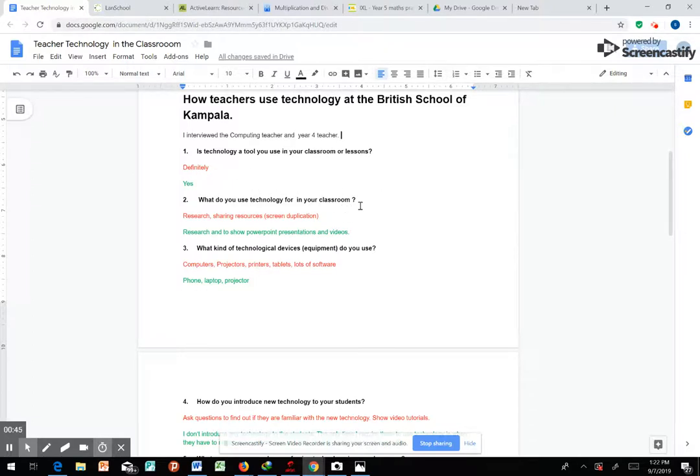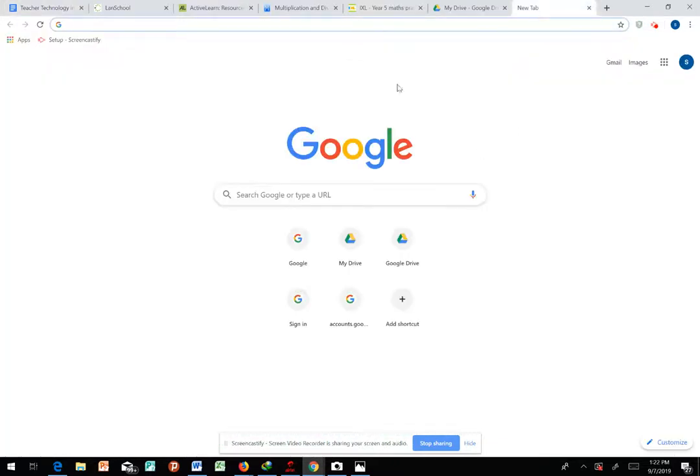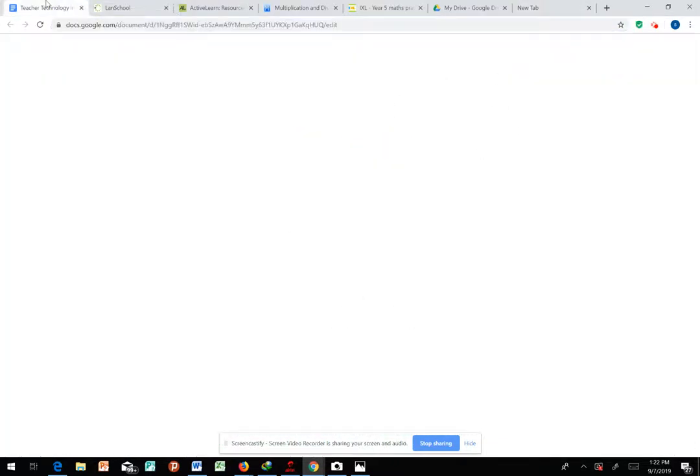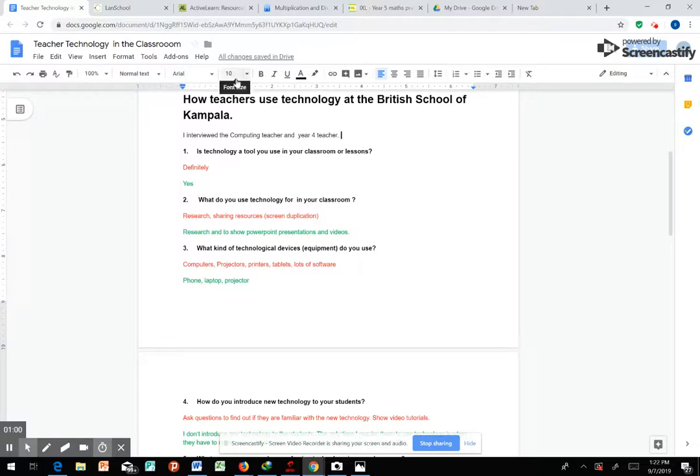In regards to what they use technology for, again, their responses were very similar, mainly for research, Googling, and PowerPoint presentations, as well as some videos. What kind of technological devices do you use? The answers were almost identical again. Laptops, projectors, phones, and lots of software specifically for the computer teacher.